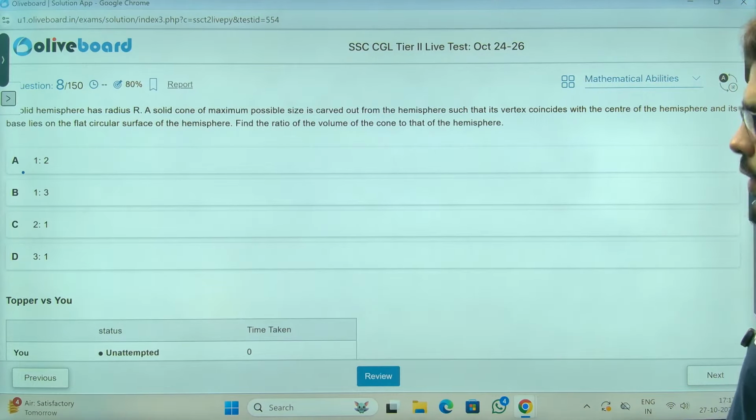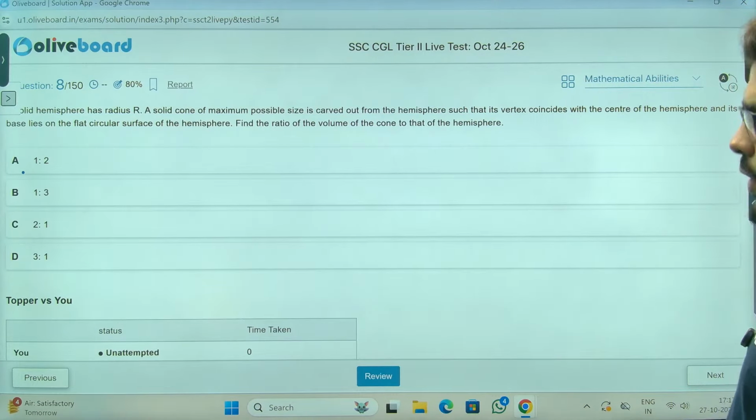There is a hemisphere, just a second, look there. Like my phone, I got scared. My phone, this Samsung's Bixby, it started automatically. So, oh my god, I got scared. So this is the cone that they have carved out.